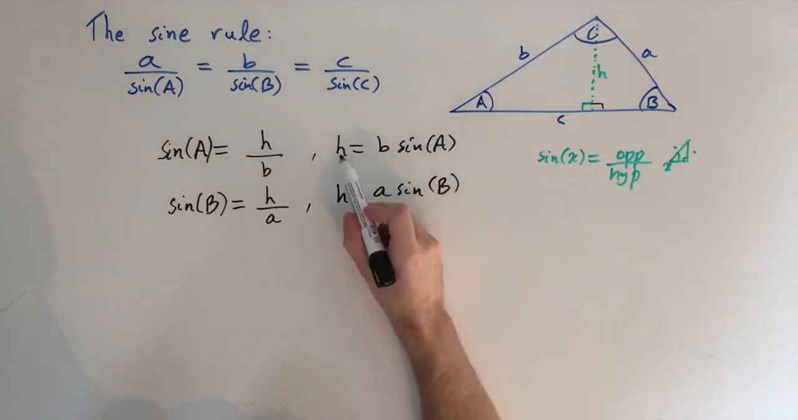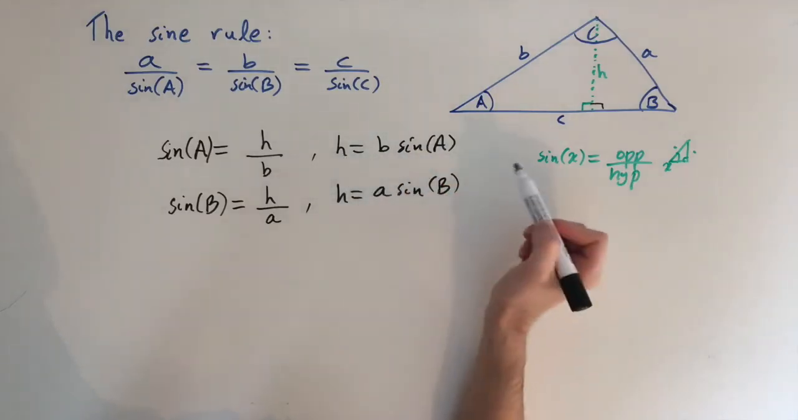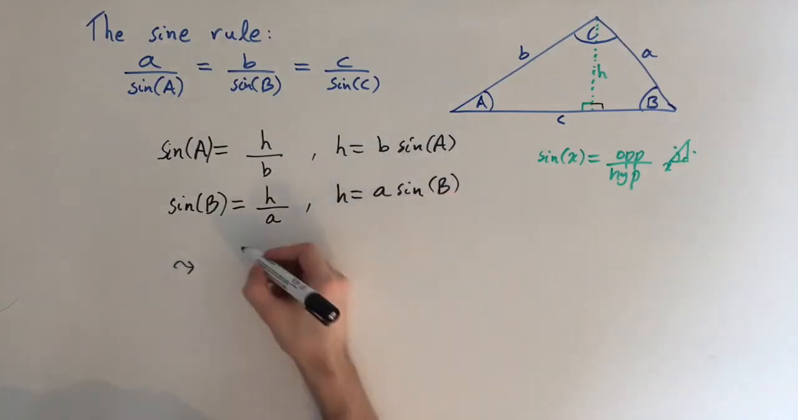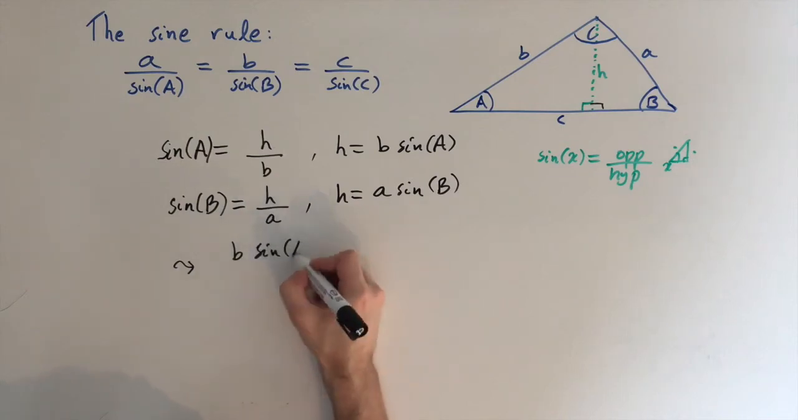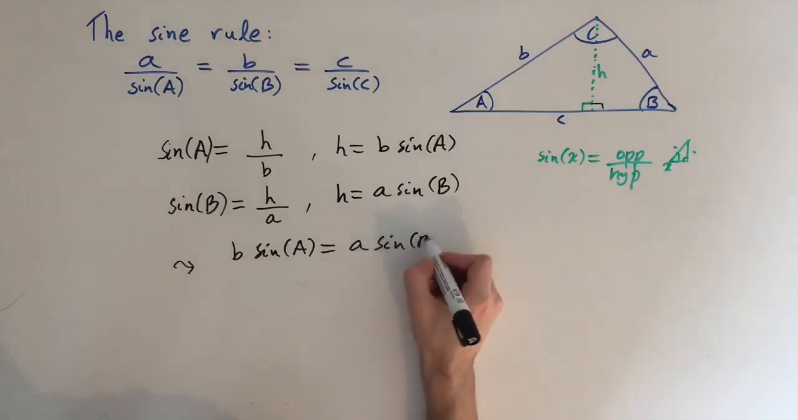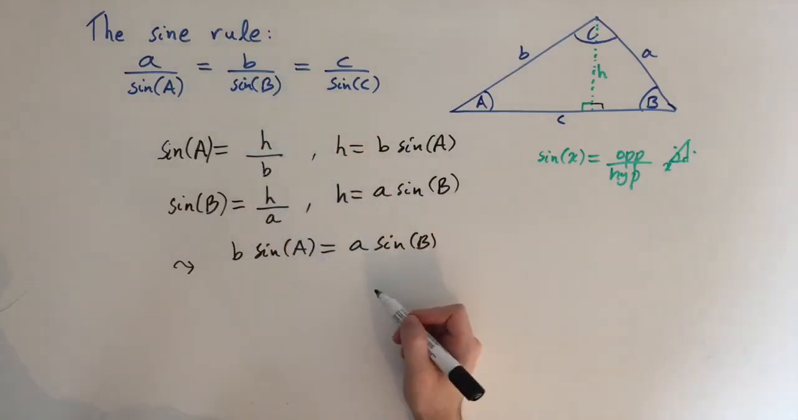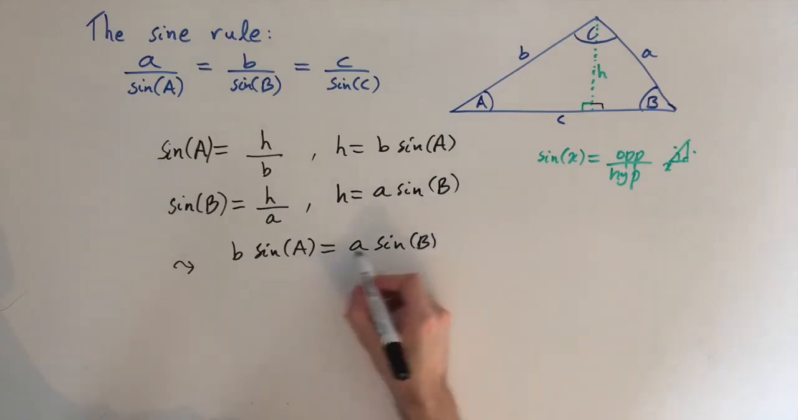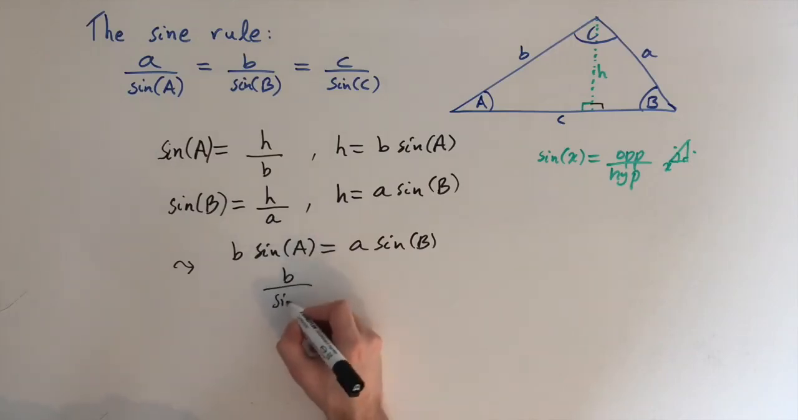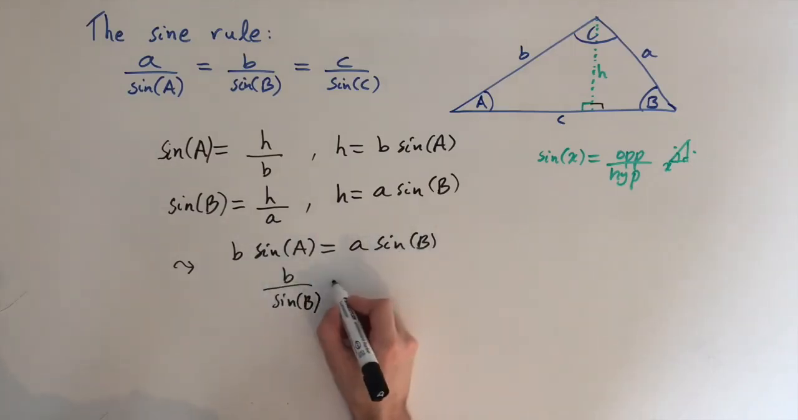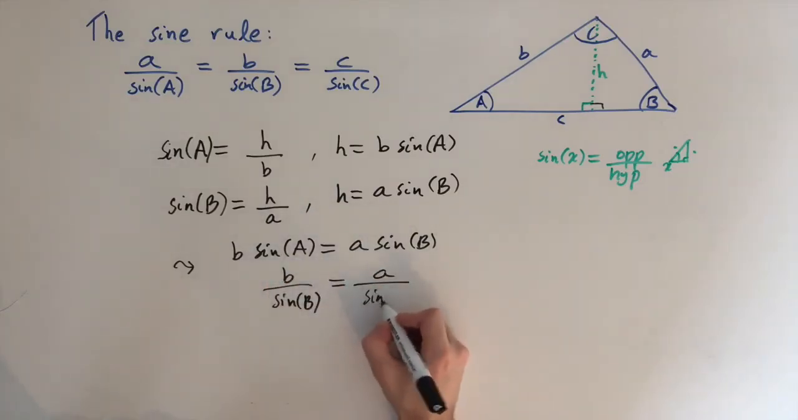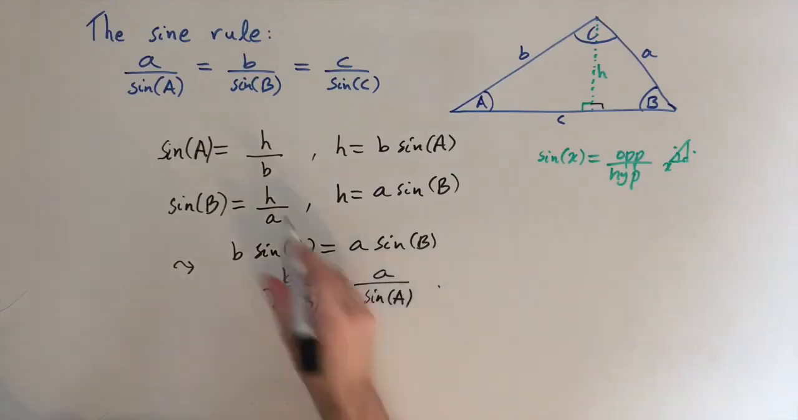And this is really nice because we have two equations for h, and so we can equate them because they're both equal to h. So we can deduce that b sine A equals h, so it also equals a times sine of B. And you can see we're almost there. What we do is we divide by sine of A and sine of B. And then we're going to be left with b divided by sine of B equals a divided by sine of A. And this is exactly the sine rule.